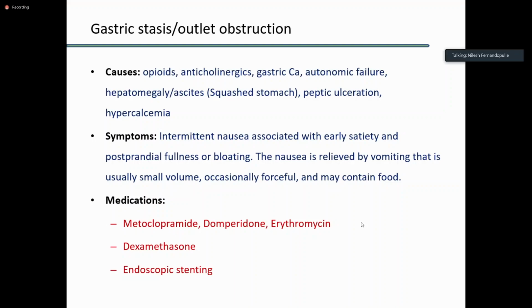So metoclopramide, domperidone, erythromycin, those are basically prokinetics. Basically they stimulate the stomach to move quicker. And they say dexamethasone. And if you're looking a bit further, endoscopic options: if you have an obstructed patient at the pylorus, putting a stent into the pylorus might be useful. These are patients who are probably not surgically fit, so endoscopic approaches might be useful. Okay, so these are patients who have obstruction in the stomach.